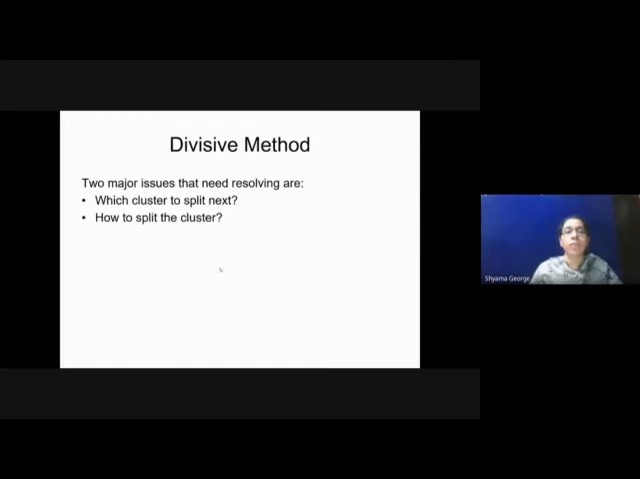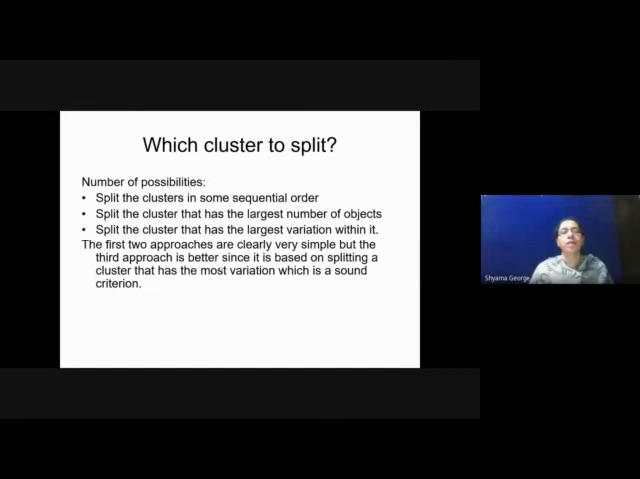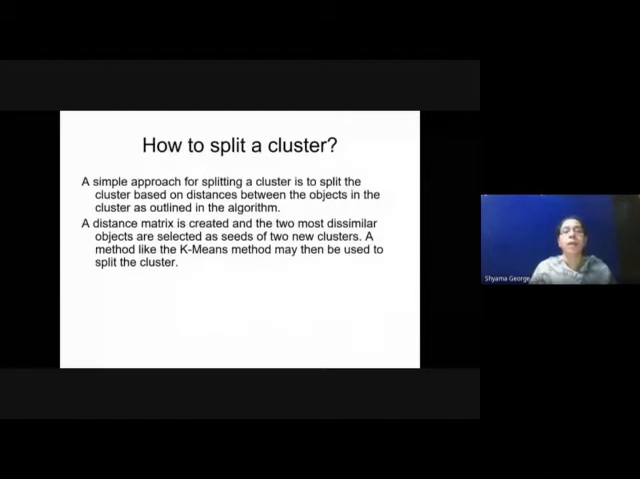Two major issues in the divisive method are which cluster to split next and how to split the cluster. There are different possibilities. We can split the clusters in some sequential order, or split the cluster that has the largest number of objects, or split the cluster based on the largest variation. Here we are splitting the cluster based on the largest number of objects. We can split the cluster based on the k-means algorithm. We find the objects with the largest distance, and these are given as seeds to the k-means clustering algorithm.